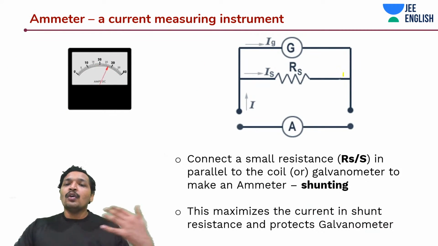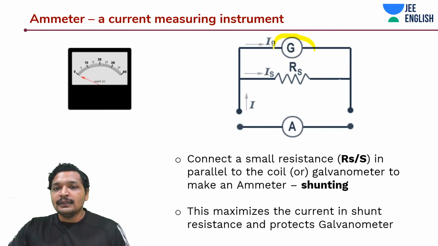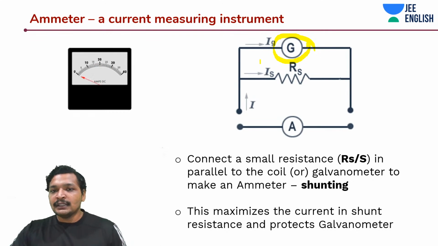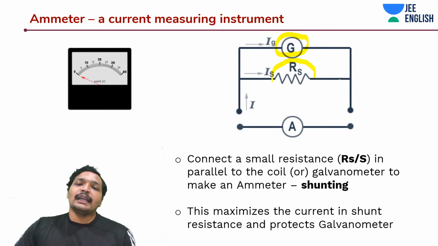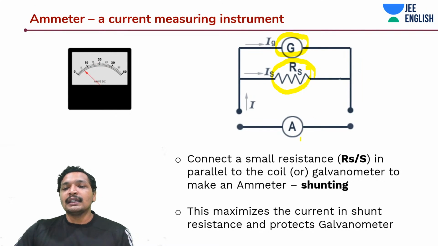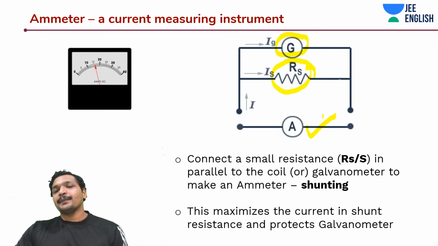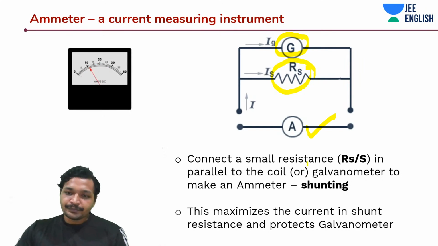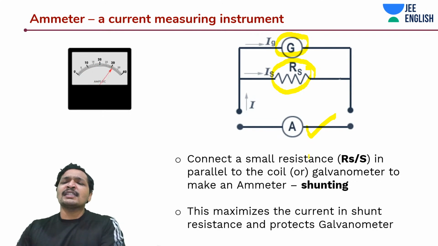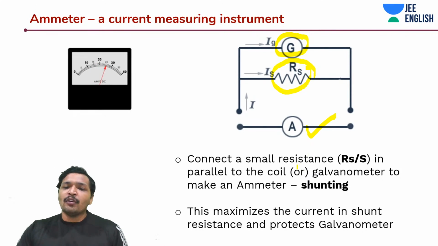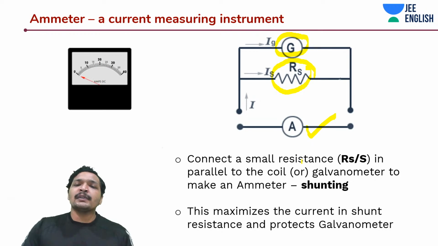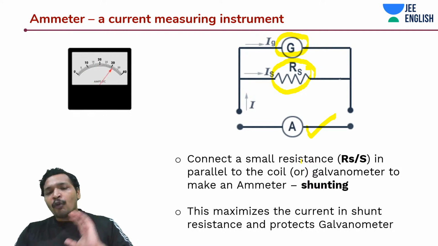Now this is a galvanometer, nothing else but a galvanometer. You place a shunt resistance in parallel, then it is nothing but an ammeter. This is a very important concept. This is where most of your numerical problems will appear, mostly around the ammeter.